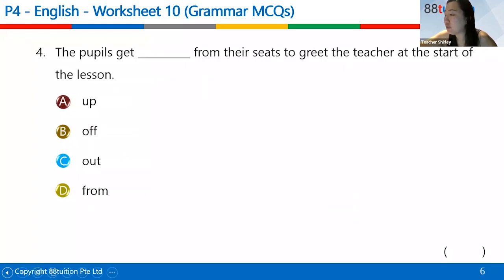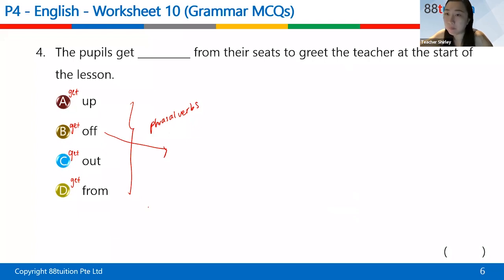All these actually are phrasal verbs. If you put get together with all this: get up, get off, get out, get from. All these are phrasal verbs. So we need to understand that sometimes get with something else might mean a different thing altogether, a different definition. I think get off basically means to leave a place. Usually it refers to get off a bus, right? To leave a place.